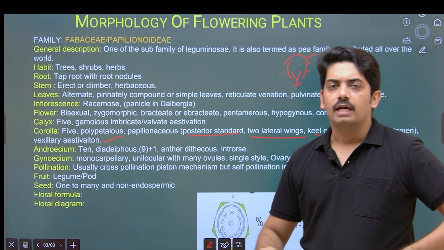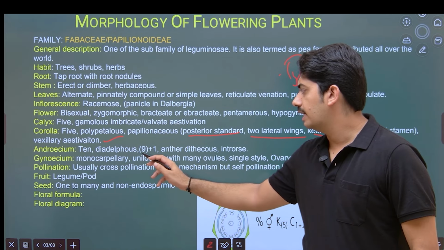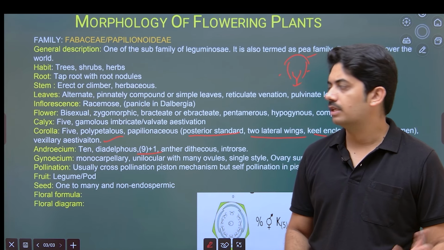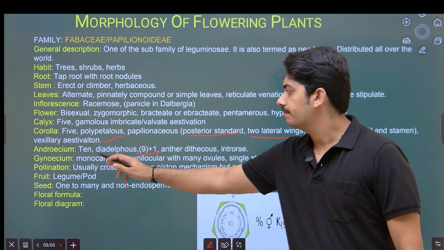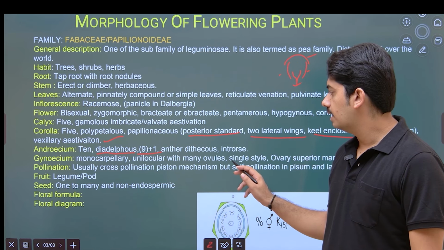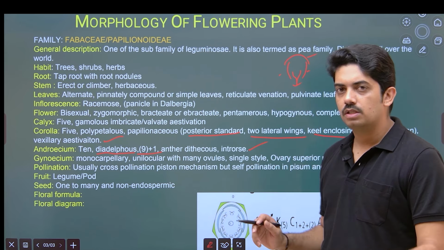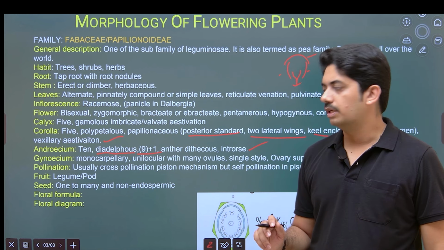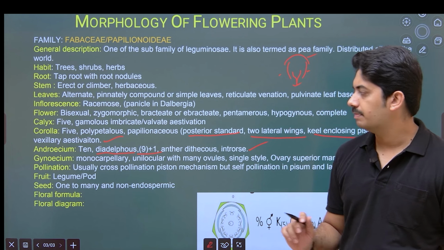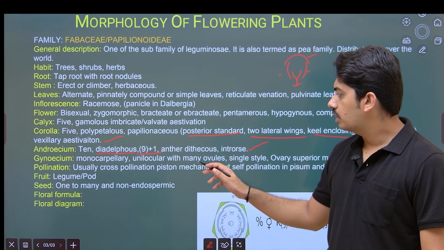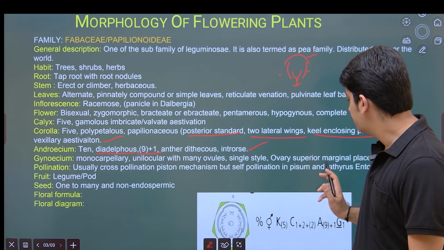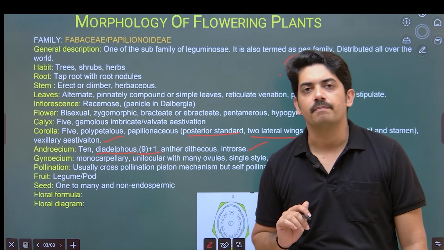Androecium 10, actually here we observe 9+1 arrangement. 9 stamens are fused and one stamen is separate, so it is called diadelphous condition. Anther dithecous, that means two lobes are present. Introrse means it is inward. Gynoecium monocarpellary, single carpel is present. Unilocular with many ovules. Single style, ovary superior, marginal placentation.